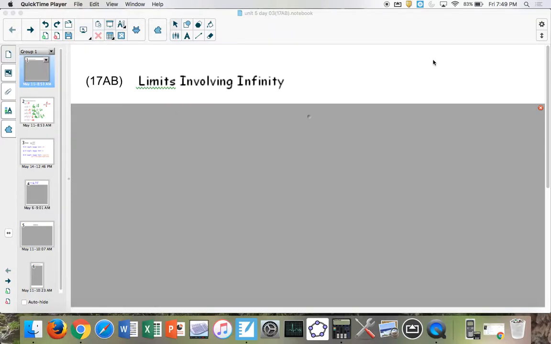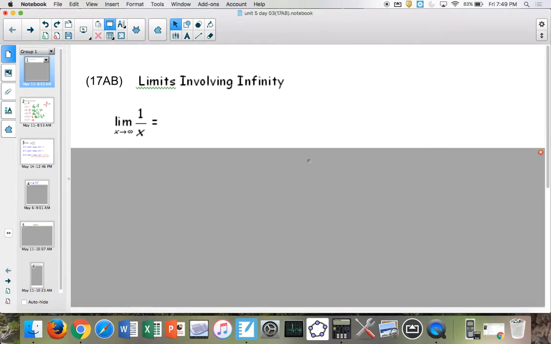Chapter 17, sections A and B. I wanted to talk about limits involving infinity. What's the limit as x approaches infinity of 1 over x? Well, obviously as x gets really big, 1 over x gets really small. And so that limit's going to be 0.